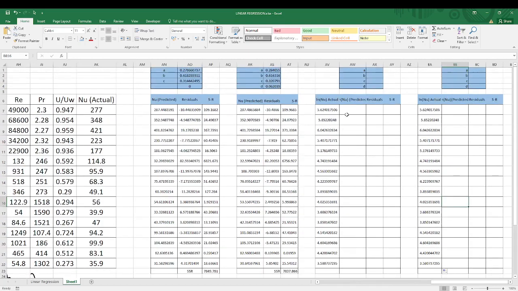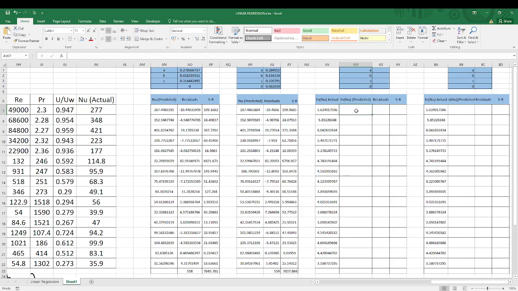So that should be ln of a equals to ln of a plus the parenthesis b times the ln of the Reynolds, close parenthesis, plus c times the ln of the frontal. Okay.